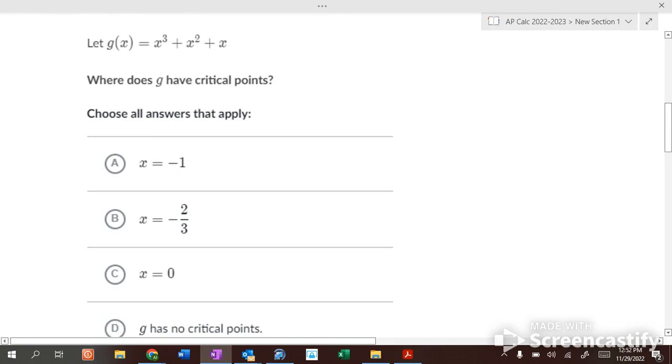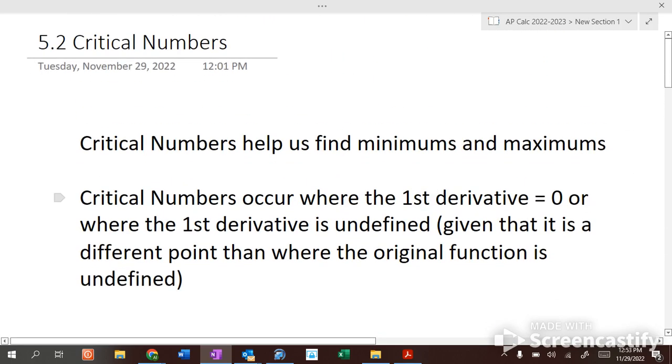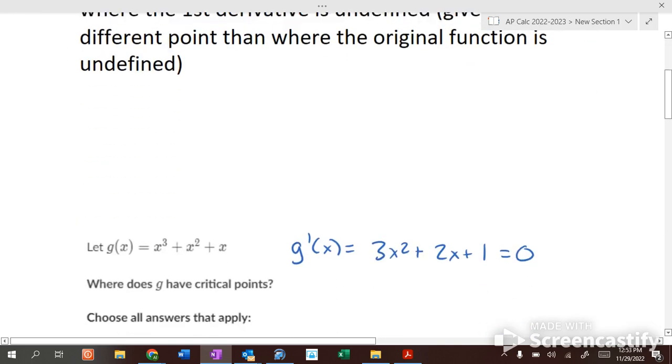So let's look at this. Where are our critical numbers on this? So what do we do? We find the first derivative. Well, the first derivative gives us the slope. So let's find the first derivative, which is 3x squared plus 2x plus 1. And we set it equal to 0, because critical numbers are where the first derivative equals 0. Got to know that.